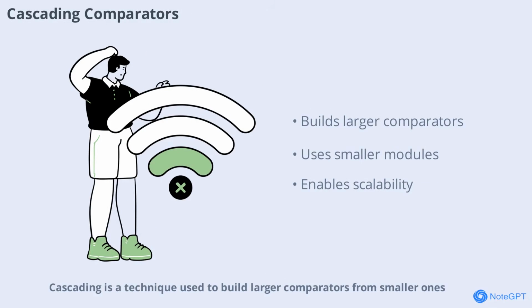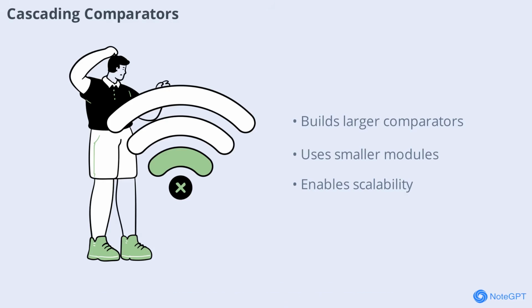Cascading is a technique used to build larger comparators from smaller ones. For example, two 4-bit comparators can be connected to create an 8-bit comparator. This approach allows designers to scale up comparison circuits without redesigning from scratch. Cascading is widely used in digital systems where flexibility and modularity are important.